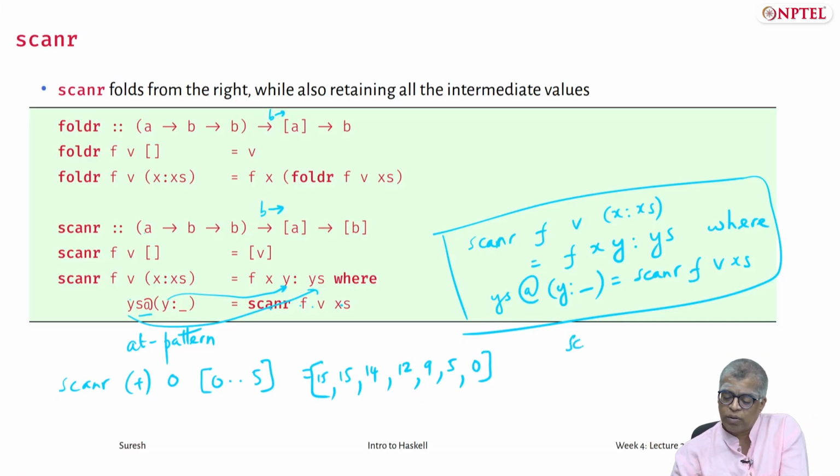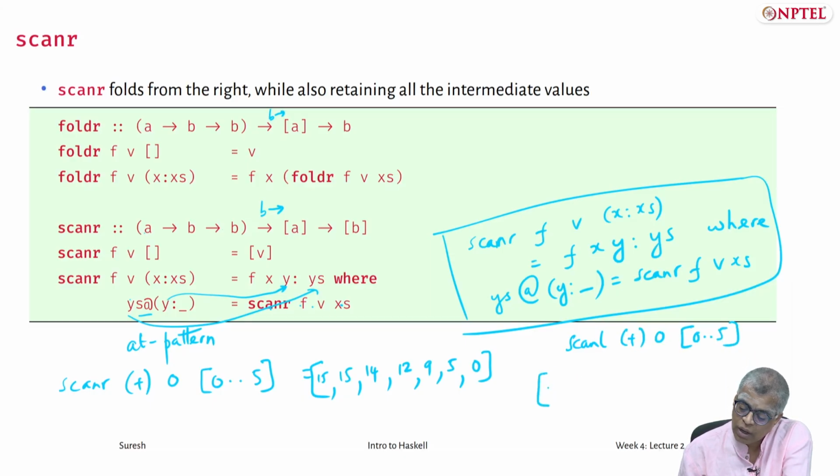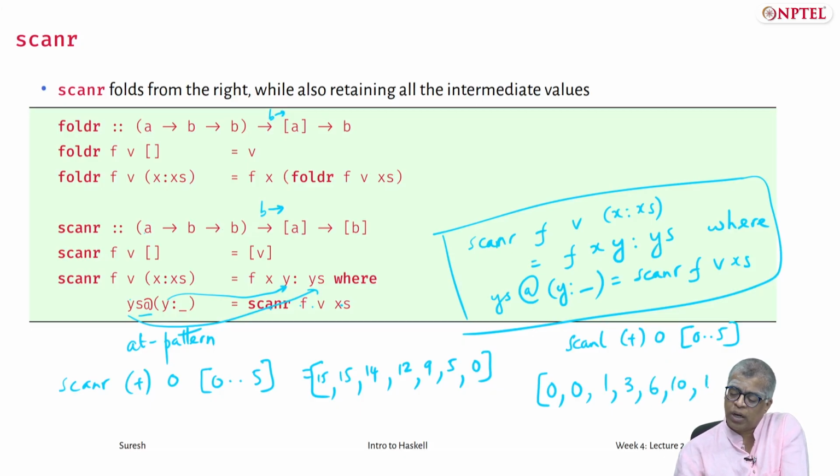There is a scanl also, as you can imagine, and let us just intuitively try to figure out what values would result. Scanr will list all the values corresponding to the suffixes, scanl will list all the values corresponding to the prefixes. So 0 is the value corresponding to the empty prefix, 0 is the value corresponding to the prefix consisting of only 0, and then 1, then you have the element 2, if you add all that it will be 3, then you have the element 3, if you add all that it will be 6, then you have 4, if you add it will become 10, and then 15.